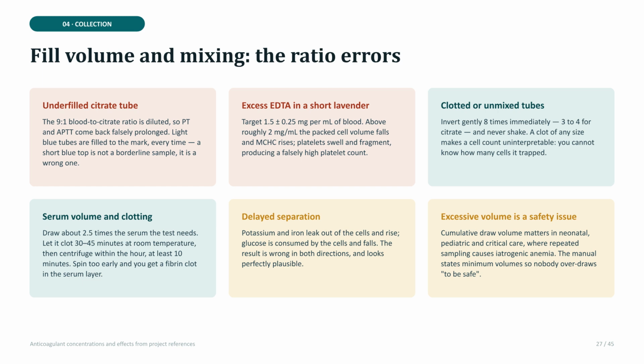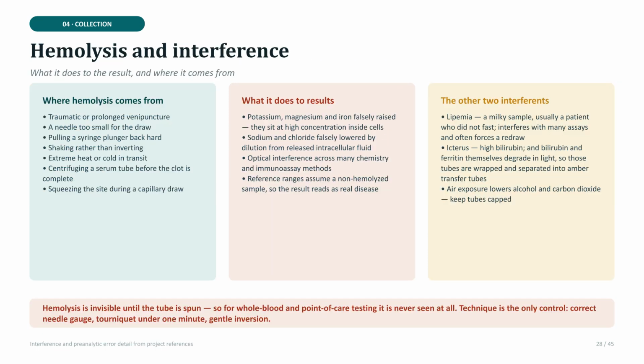Proper fill volume and gentle, immediate mixing are essential. Underfilled tubes or poor mixing lead to ratio errors and clotting, which are leading causes of unnecessary rejections and recollections. Hemolysis is a major preanalytic problem. By focusing on technique, such as choosing the right needle gauge and avoiding excessive force, you can significantly reduce this hidden cause of inaccurate results.